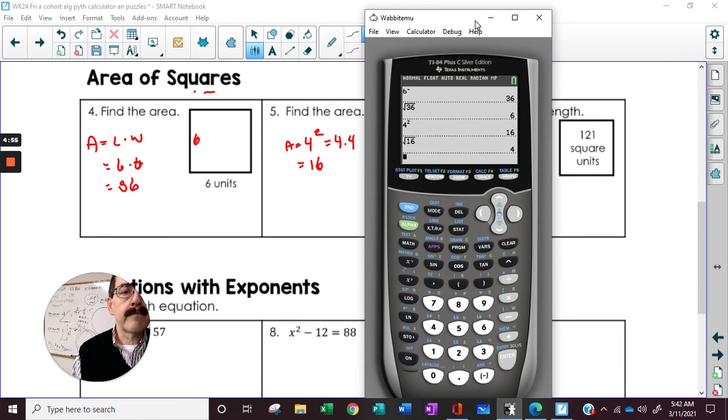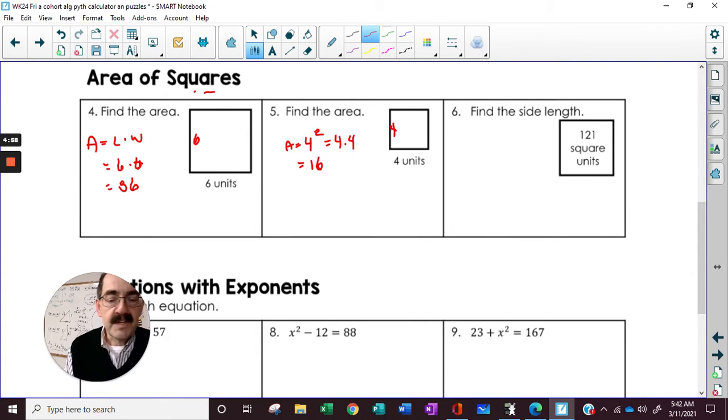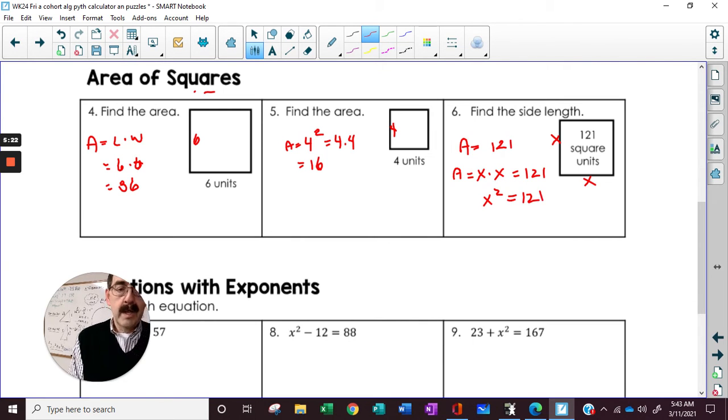All right. Find the length of each side. Now, if the area is 121 and the area is x times x equals 121, x to the 2 power is 121. Now, this is where it comes in handy. How do you undo a squared?